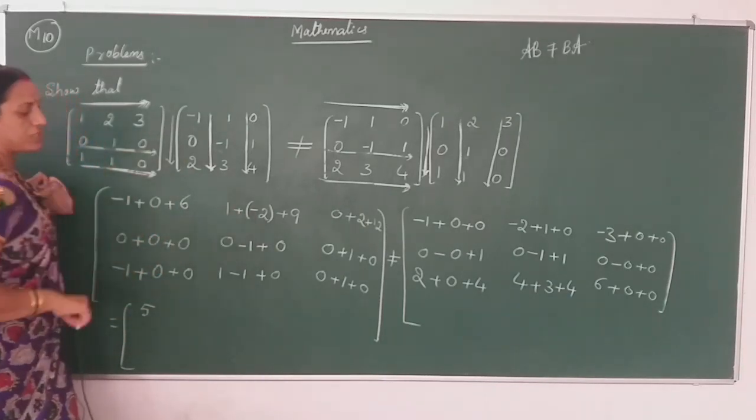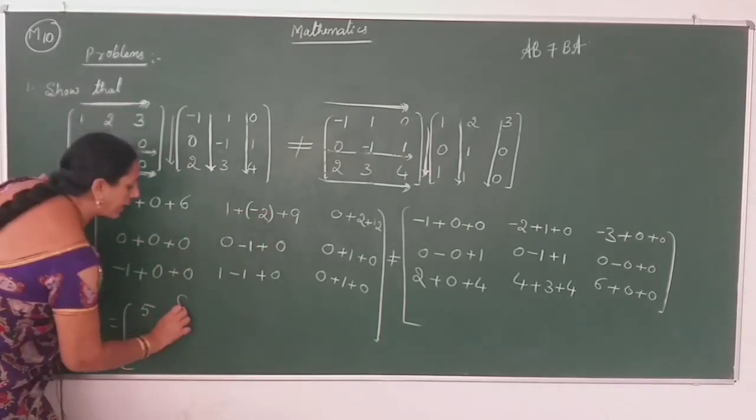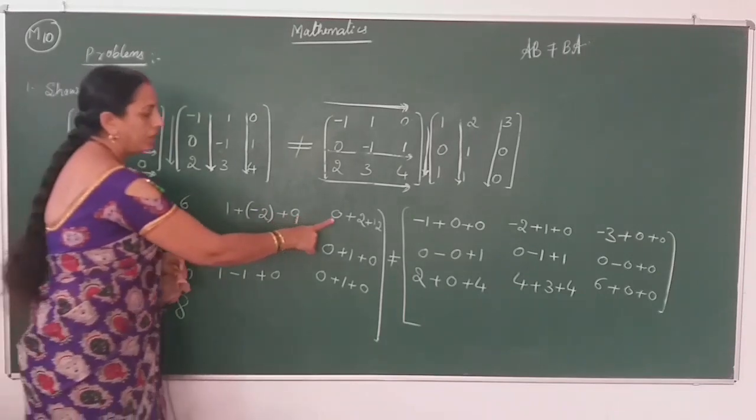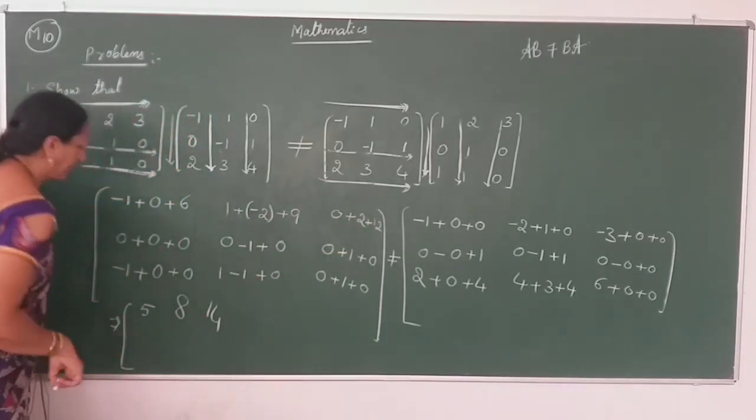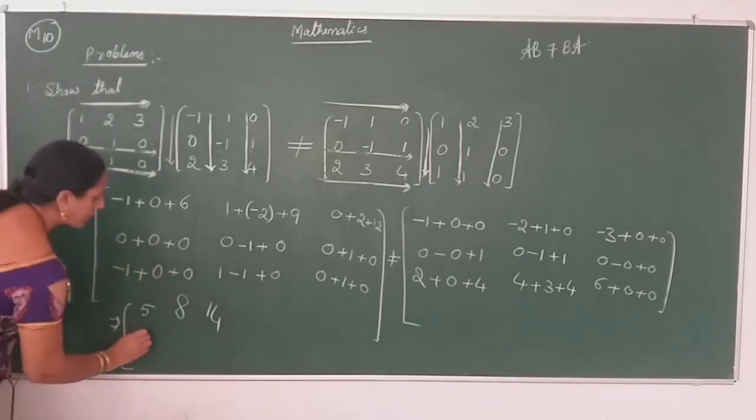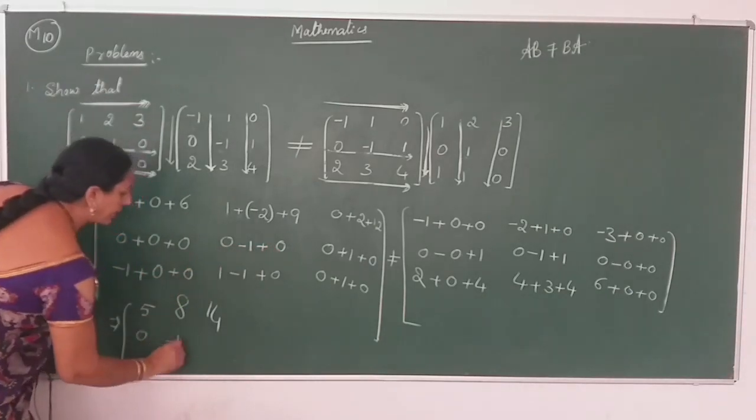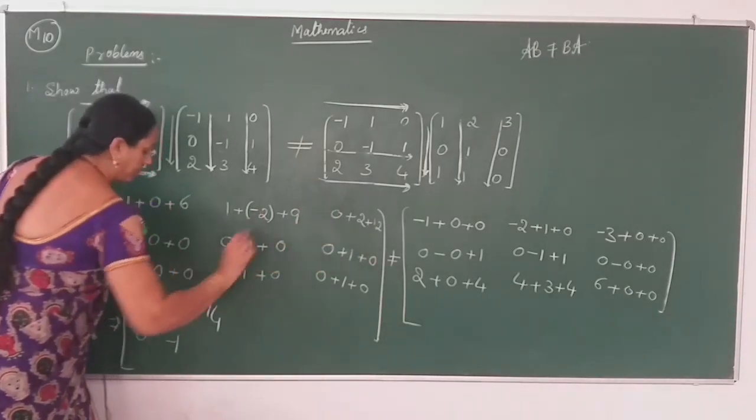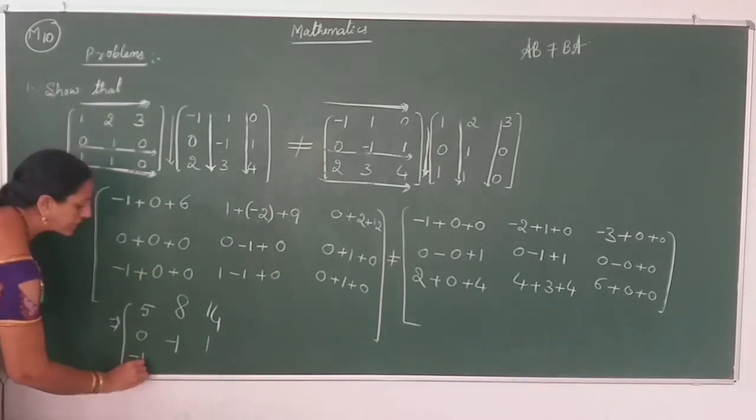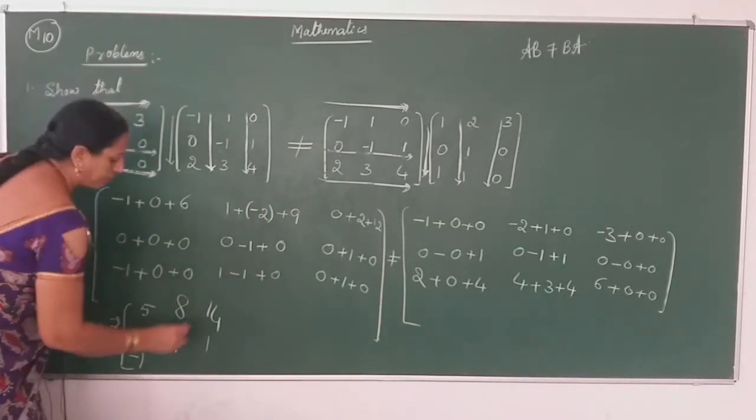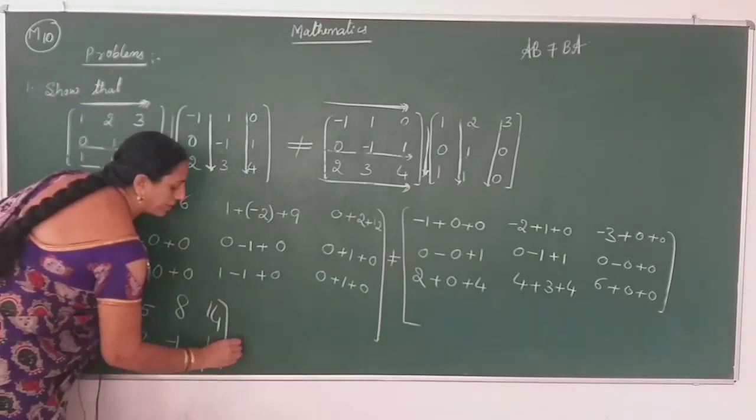1 plus into minus is minus 2, 1 minus 2 is minus 1, minus 1 plus 9 is 8. 0 plus 2 plus 12 is 14. 0 plus 0 plus 0 is 0. 0 minus 1 plus 0 is minus 1. 0 plus 1 plus 0 is 1. Minus 1 plus 0 plus 0 is minus 1. Minus 1 plus 1 plus 0 is 0. Last one is also 1.